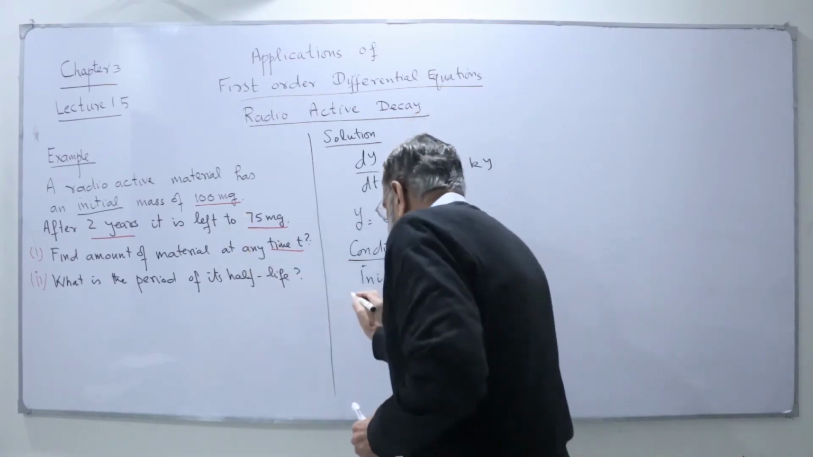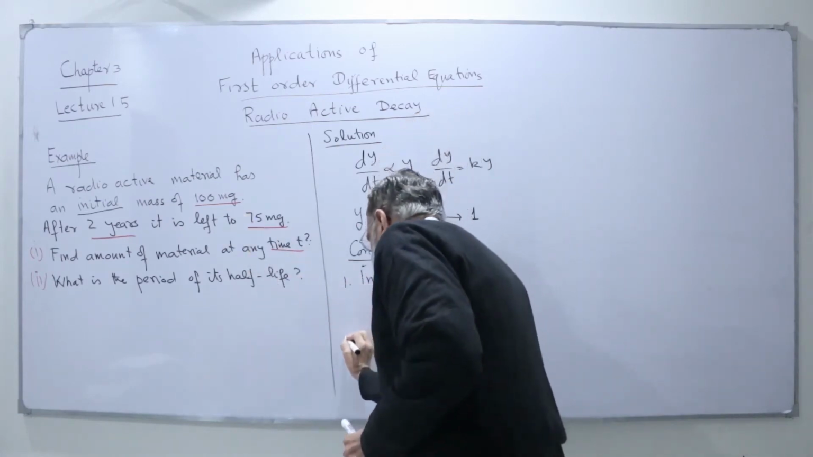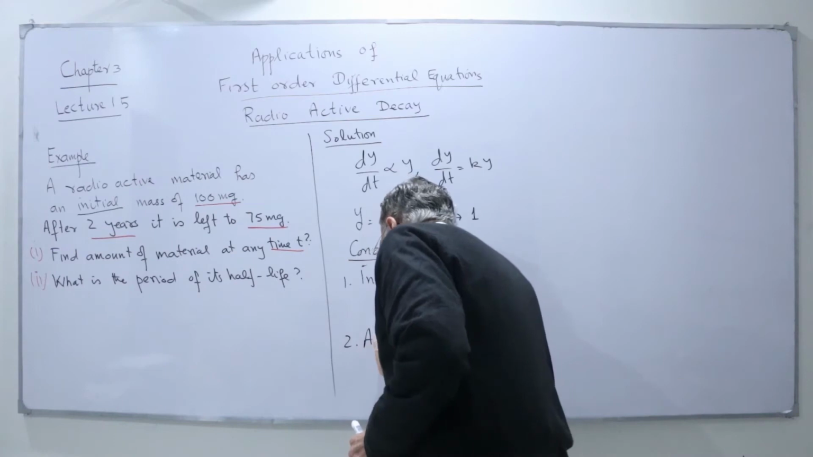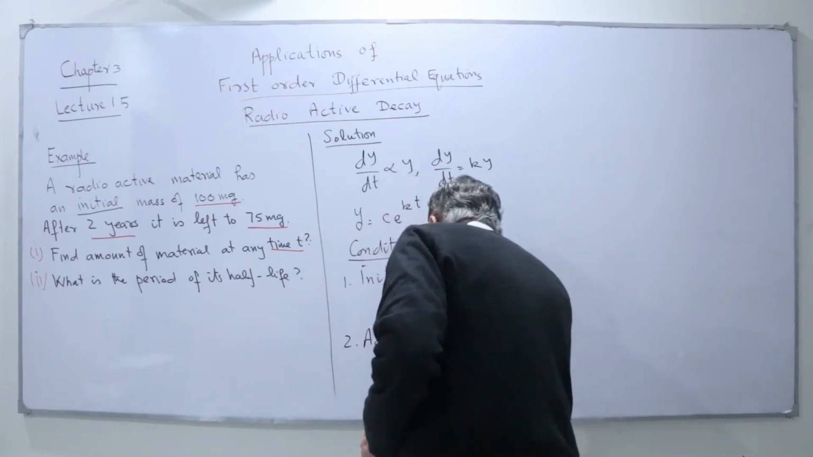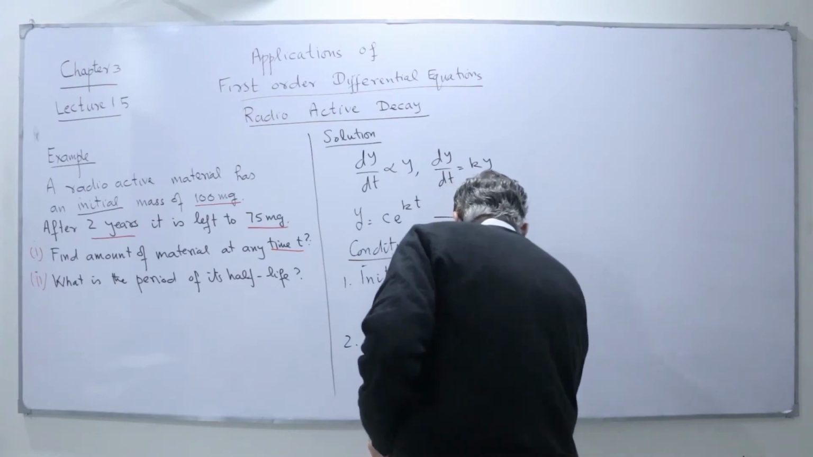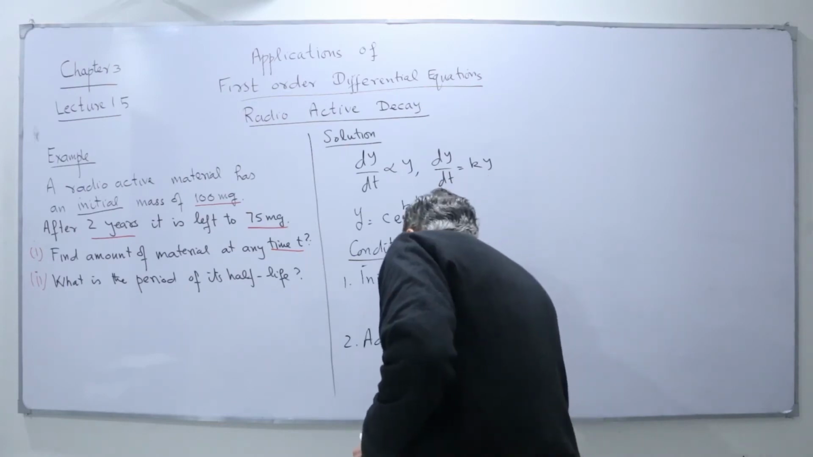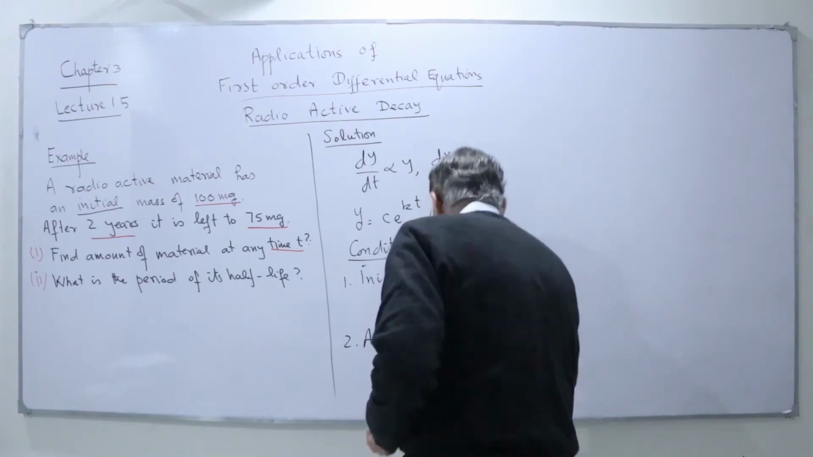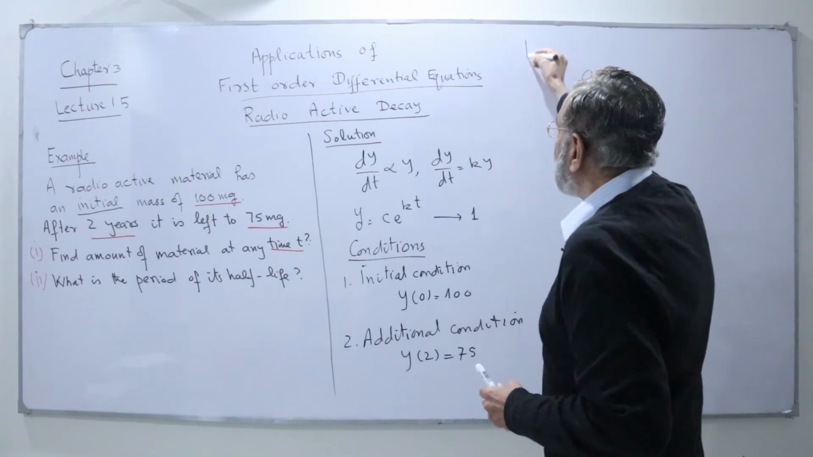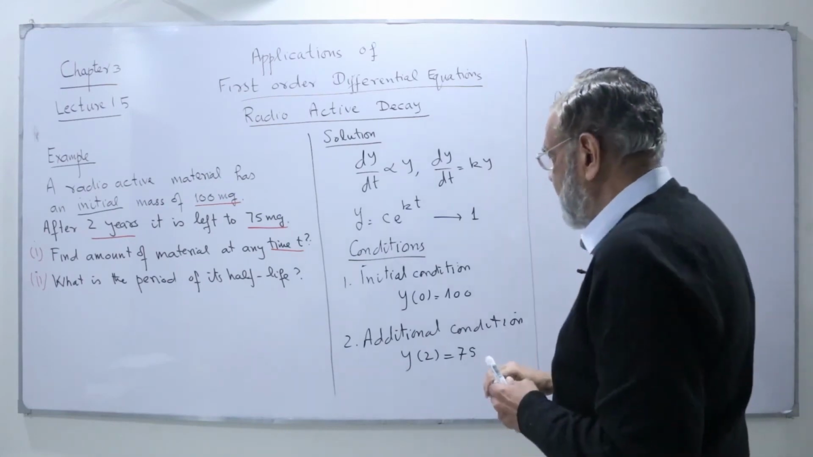That's condition one. The second condition, the additional condition that helps us find the value of k, is that after 2 years, y(2), we are left with 75 milligram. So these are the two conditions we have. With the help of these two conditions, we try to find the complete solution.